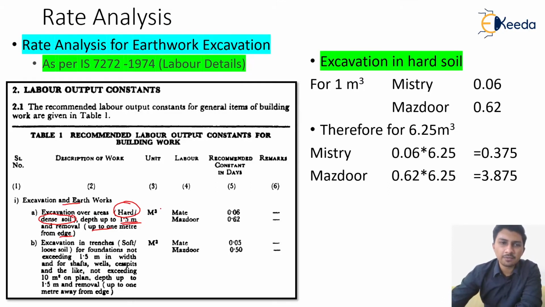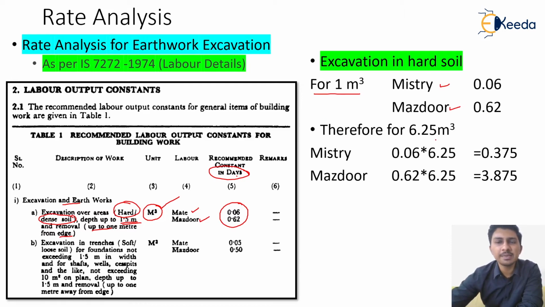So for 1 meter cube of such a quantity, you are going to need a mate, that is a mistri, with 0.06 as the multiplication factor, and a mazdoor with 0.62 as the multiplication factor. These multiplication factors indicate that for 1 meter cube of quantity, this much labor is needed to complete the work in a day. So for 1 meter cube of quantity we need mistri 0.06 and mazdoor 0.62.